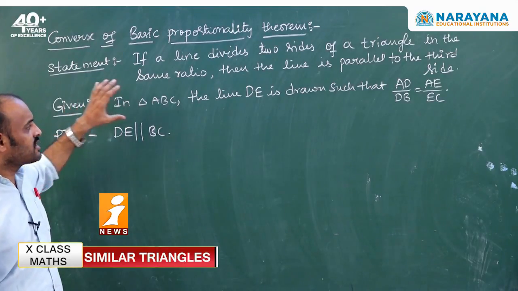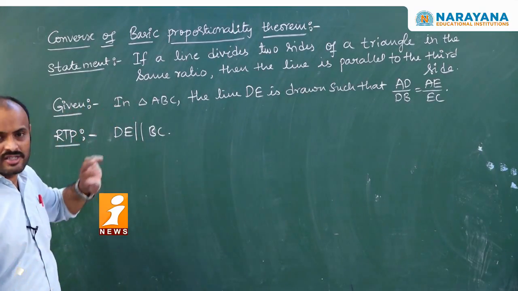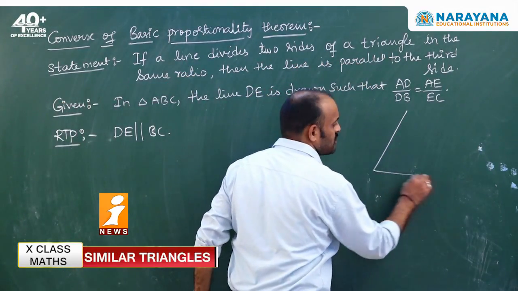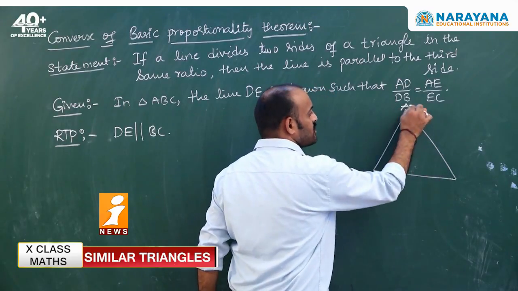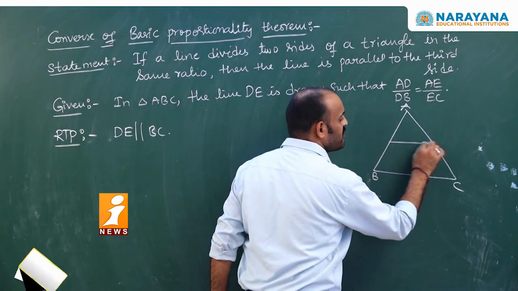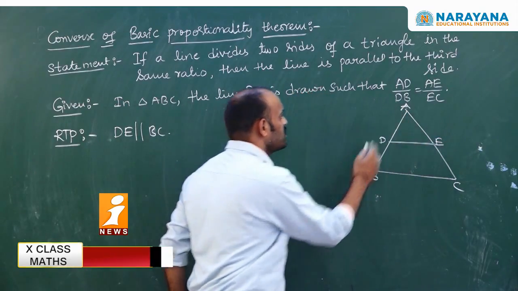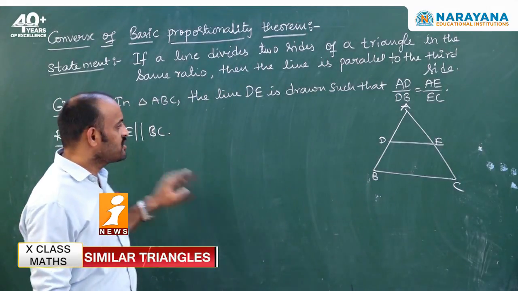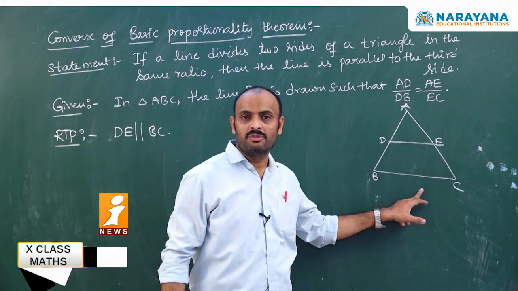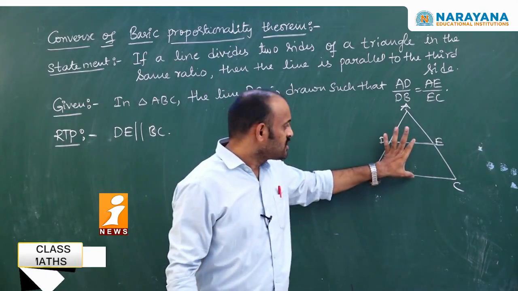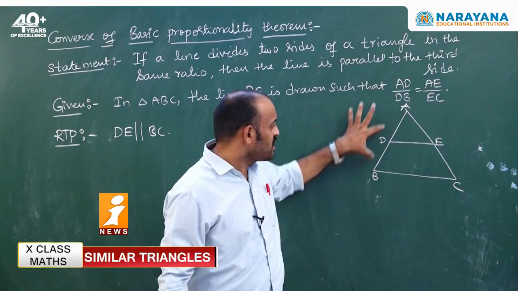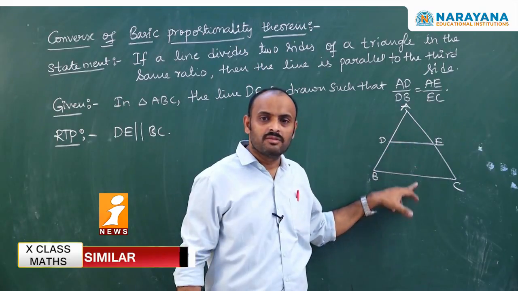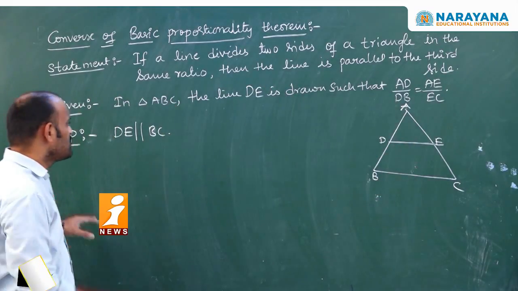So, let us consider that in triangle ABC, the line drawn is DE, such that it is given that it divides the sides in the same ratio. Given triangle ABC, a line divides the sides in the ratio AD by DB is equal to AE by EC. Now, we need to prove that DE is parallel to BC. In the basic proportionality theorem, these two being parallel is given, and we need to prove they are in the same ratio. Here, they being in the same ratio is given, and we need to prove that they are parallel. Now, proof.